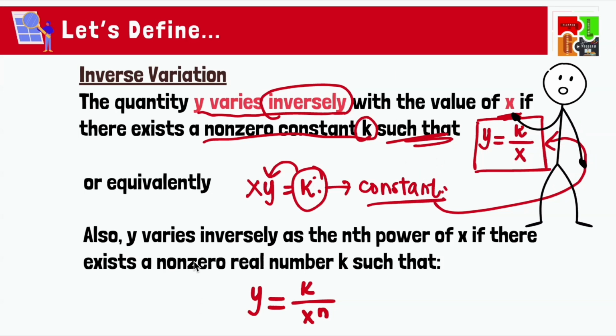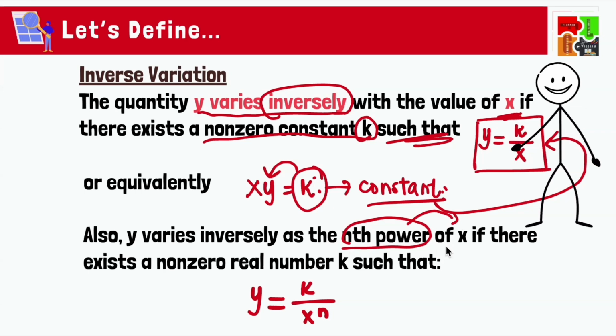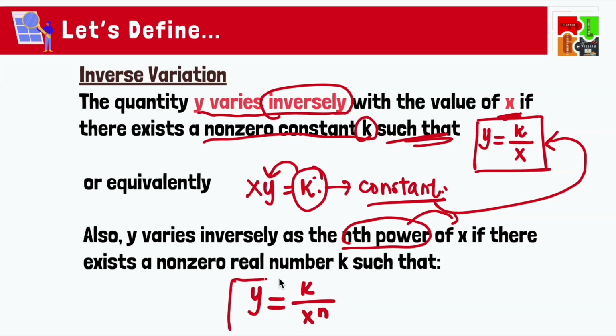Kapag given yung constant is always the same, then we can easily find the formula representation for inverse variation. Also, y varies inversely as the nth power, okay, as the nth power of particular x. Nth power, we are using the exponent. If there exists a non-zero real number k such that y equals k over x to the n. So kapag may exponent na tayo dito na greater than 1, then ito na yung gagamitin nating formula.